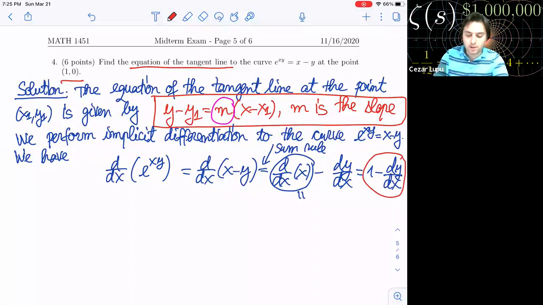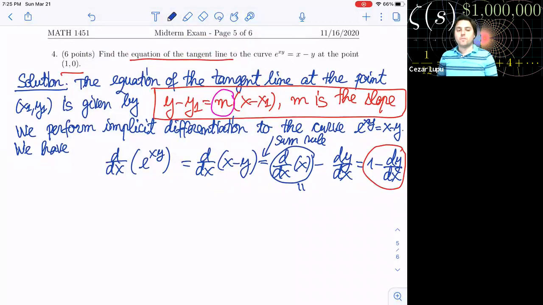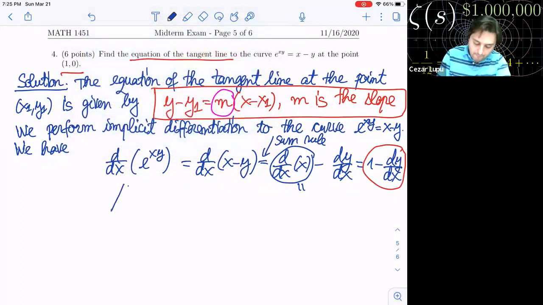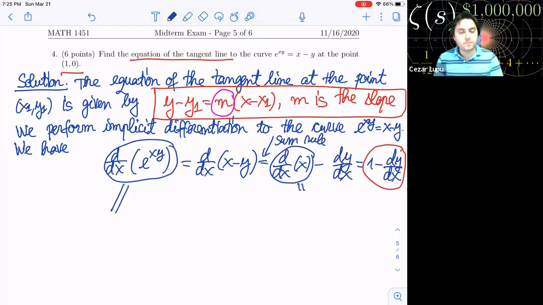And now let's see what happens on the left-hand side. So what do you think here? This guy here will be equal to this guy, right? So what do we have there? It's e to the power xy, and we should be really careful here. So what do we have here if we take the derivative with respect to x?